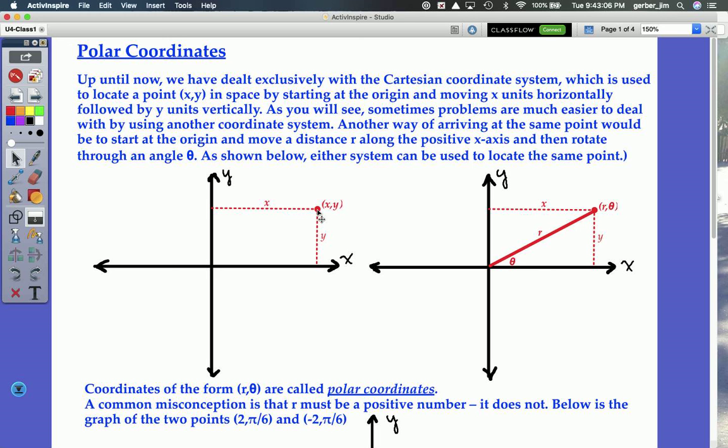If I change it to 5 comma 3, that puts me over here someplace. If I change it to 4 comma 4, that puts me up here someplace. The only way to get to this point is with 4 comma 3. And so each point is uniquely labeled in the Cartesian coordinate system. But in the polar coordinate system, that's not true. In fact, there are an infinite number of ways to label any given point.